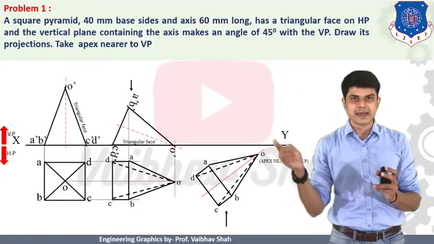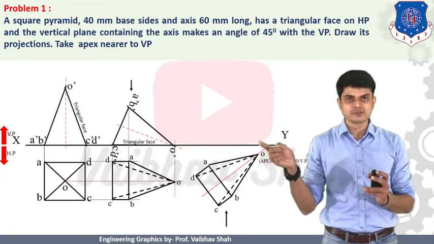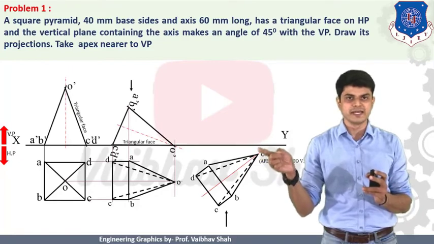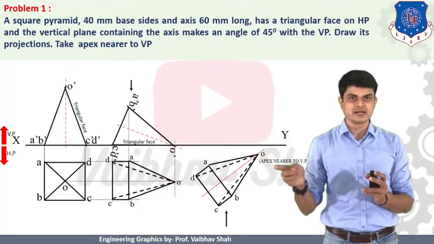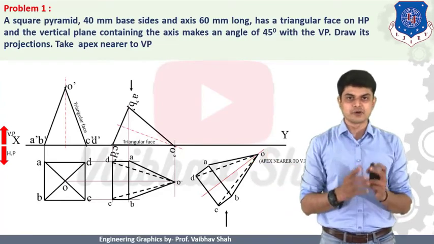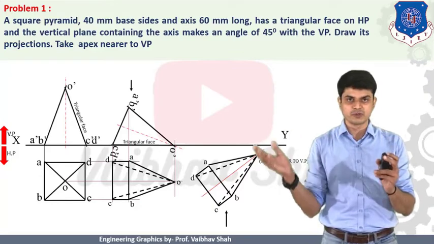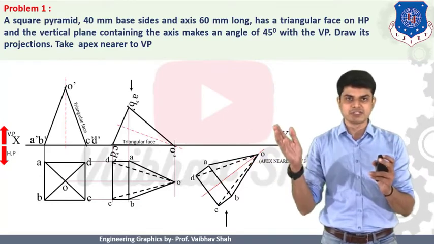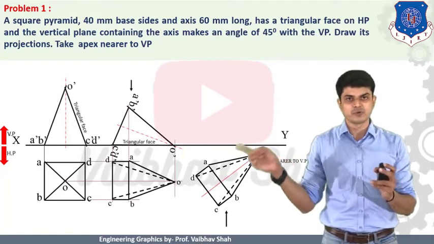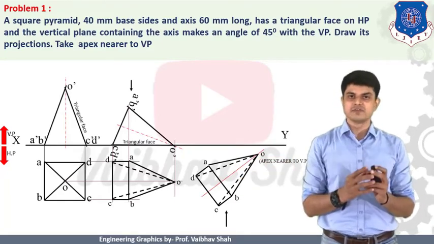Here this is the apex of your square pyramid, so it is your point O. I have put this point O nearer to VP, as you can see. So here the apex is nearer to VP. That's how you should draw your object. If it is said that your base is nearer to VP, in that case we should put the object in an inverted position in which your base should come in the place of your apex and the apex should go down. That must be your case in which your base is nearer to VP.